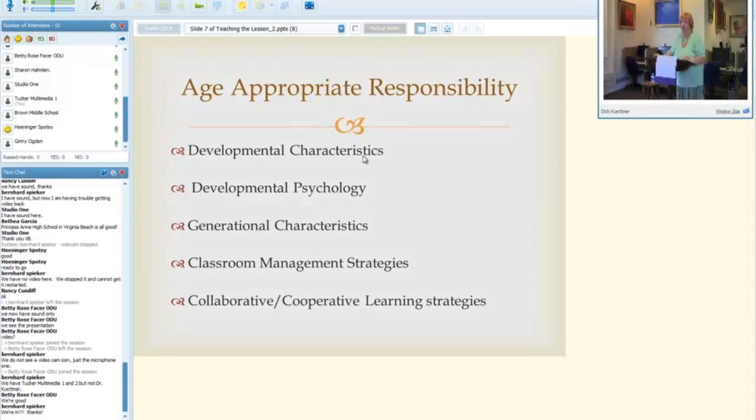How are these students learning? What does research tell us about how they're learning? That comes out of the developmental psychology. Our teaching approaches also come out of the developmental psychology over the decades. Something we need to be paying a little more attention to, I think, are the generational characteristics, and I'll come back to that on another slide.